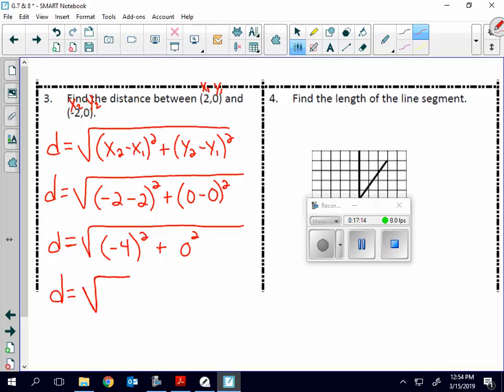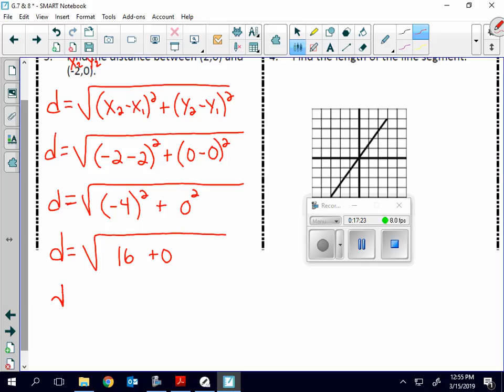Negative 4 squared is negative 4 times negative 4, which is a positive 16 plus nothing. So we're doing the square root of 16, which is 4 exactly.